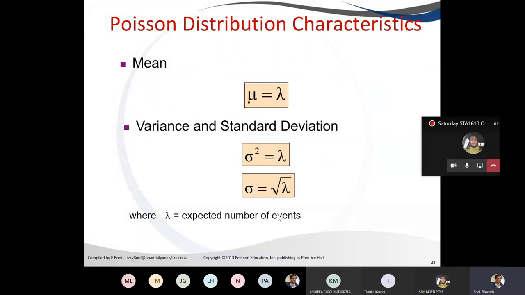So let's see what other characteristics you need to know. For a Poisson distribution, the expected mean is the same as your average, which is your mu, your mean. And your variance is the same as your mean. So you must also remember this. Your variance is the same as your expected mean, is the same as your lambda, which is the average. They mean one and the same thing. And your standard deviation is always the square root of your variance.